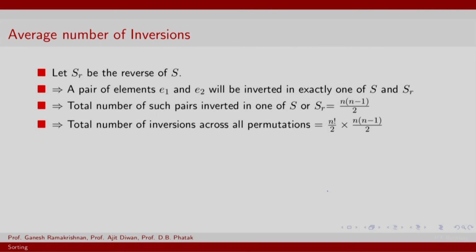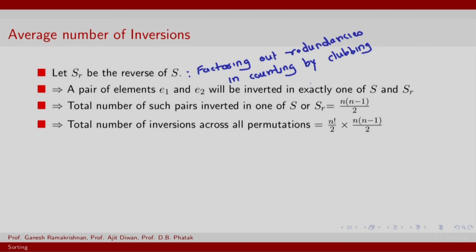So here is some analysis. We will try and factor out redundancies in counting by clubbing together an array S and its reverse. Okay, let us see how that helps us.